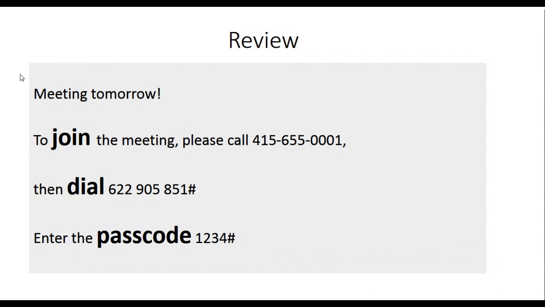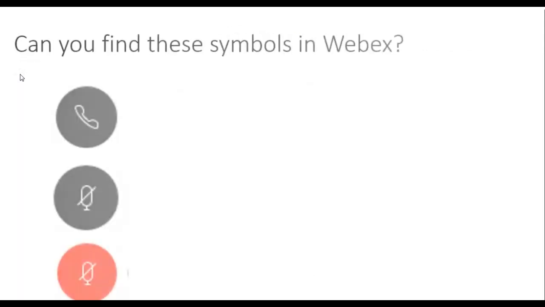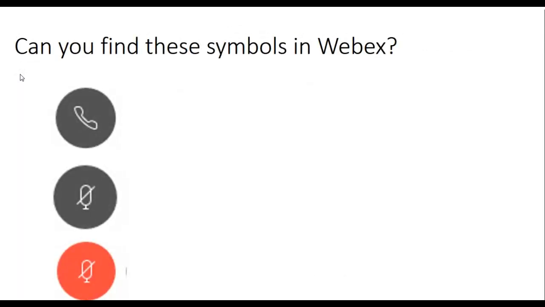So now you're in the meeting. Can you see these symbols? If you see this, there's no sound, no audio. You need to call in. If you do not, you will not hear anybody talk, and no one will hear you talk. There's no sound.